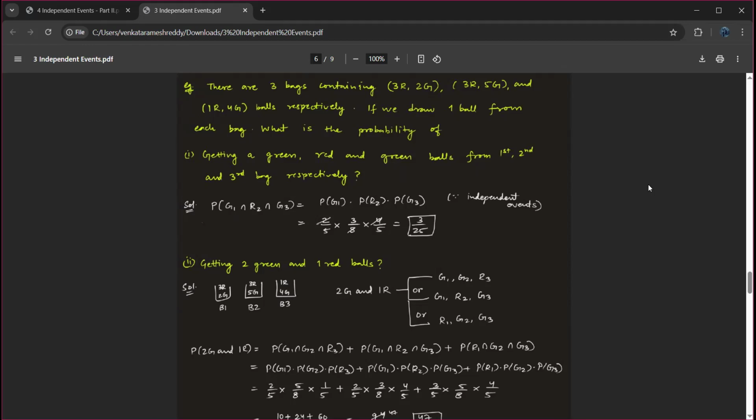So we can write that as P of G1 intersection R2 intersection G3. These three events are independent of each other, so we can write P of G1 into P of R2 into P of G3.